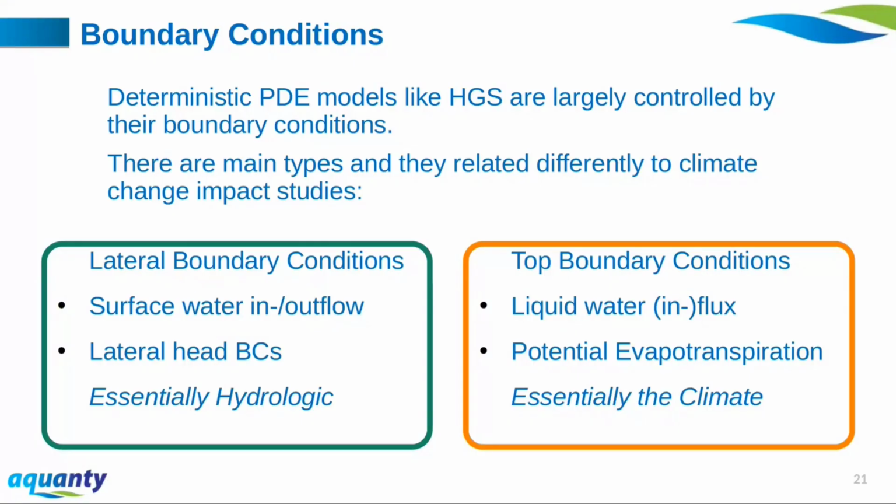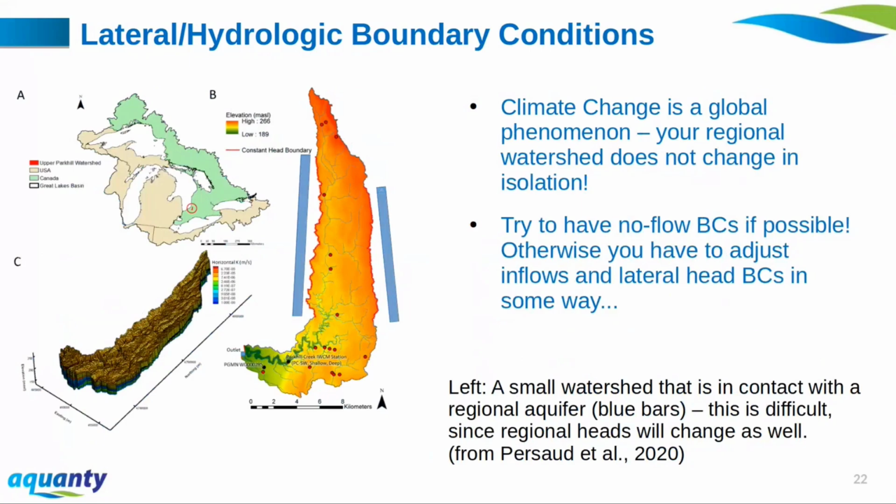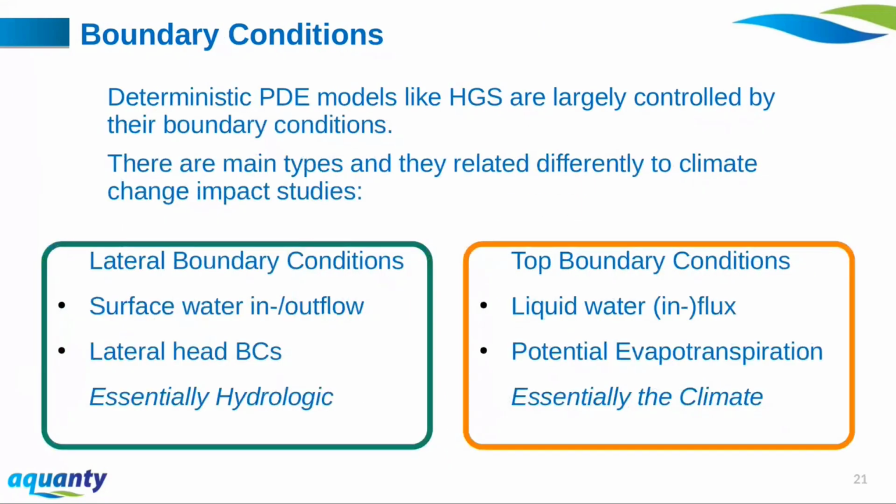So the surface water flow: you may have a stream that flows into your domain or flows out of your domain. And then there may also be an aquifer that's connected to your watershed, and that would be a lateral head boundary condition, right? And so these can be really problematic. But there are also top boundary conditions. These are essentially the climate boundary conditions, and climate change is essentially about the change in these top boundary conditions, right?